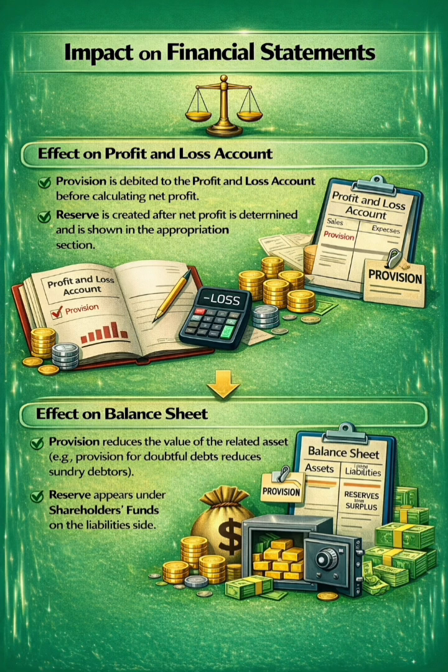Impact on financial statements. Effect on profit and loss account. Provision is debited to the profit and loss account before calculating net profit. Reserve is created after net profit is determined and is shown in the appropriation section. Effect on balance sheet. Provision reduces the value of the related asset, for example, provision for doubtful debts reduces sundry debtors. Reserve appears under shareholders' funds on the liabilities side.